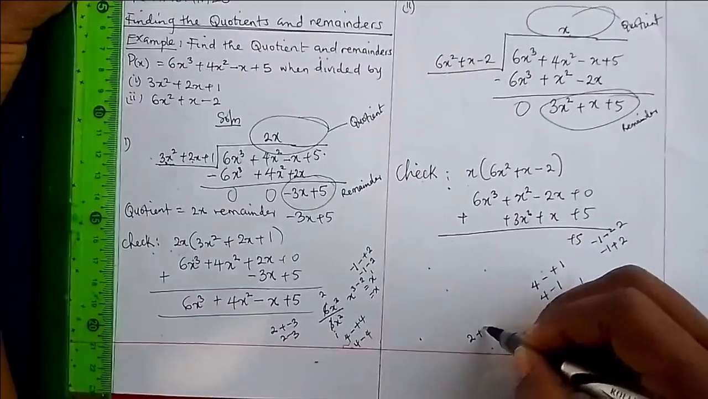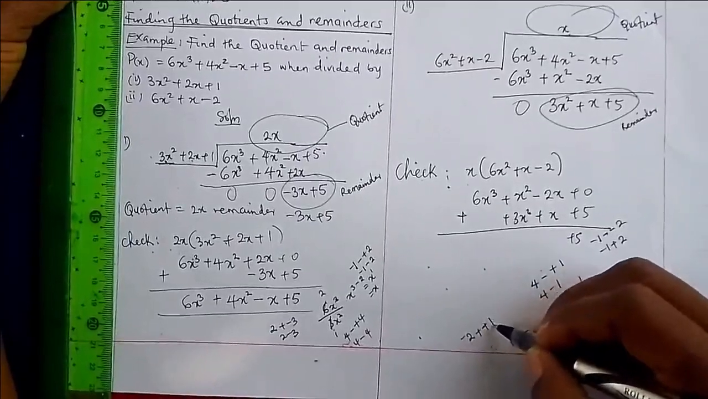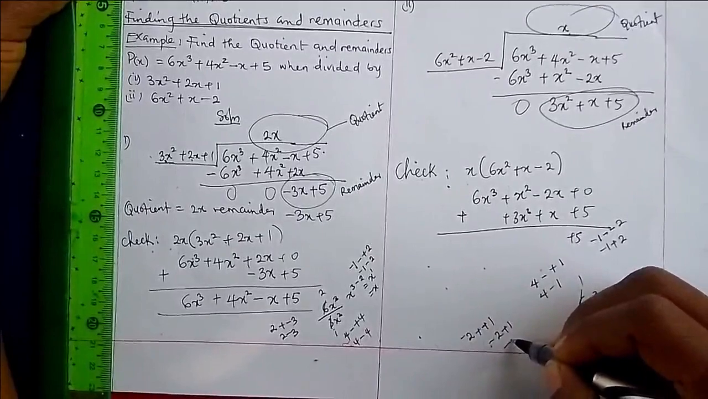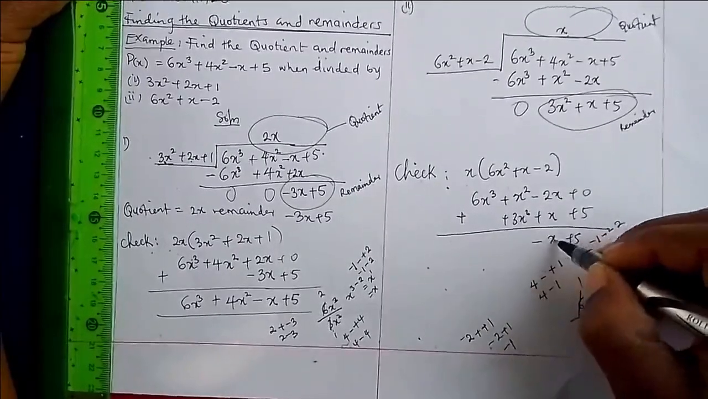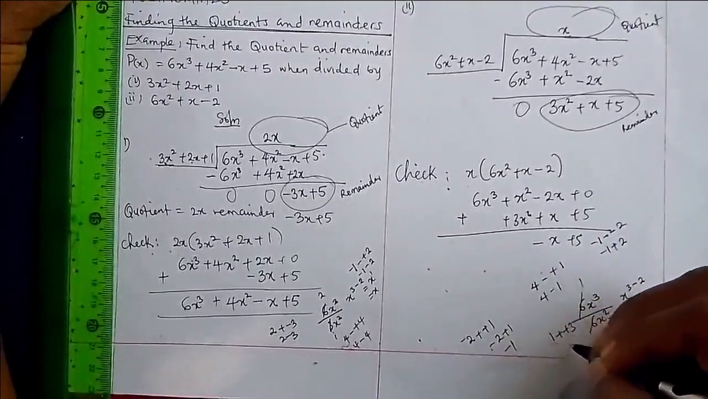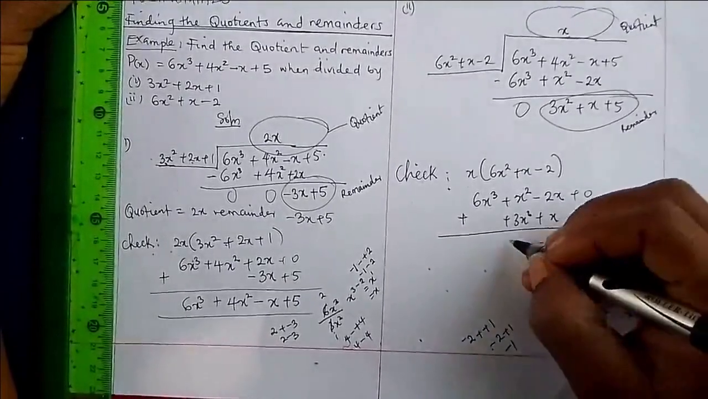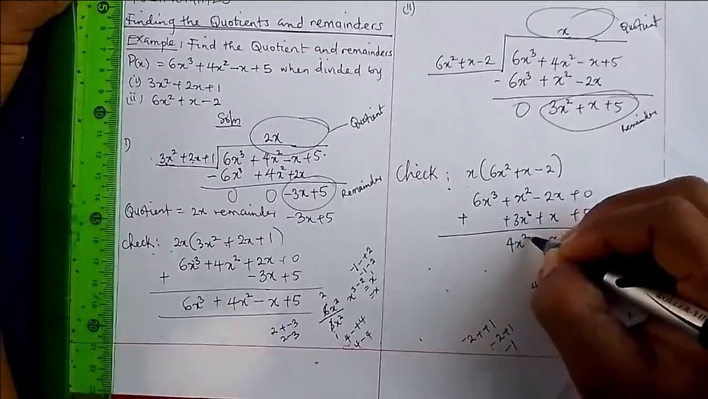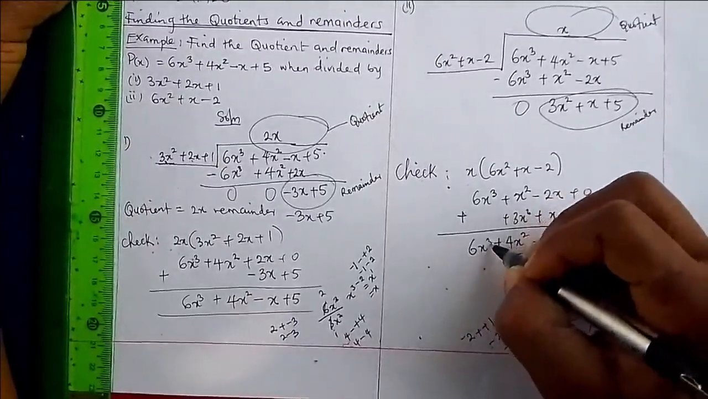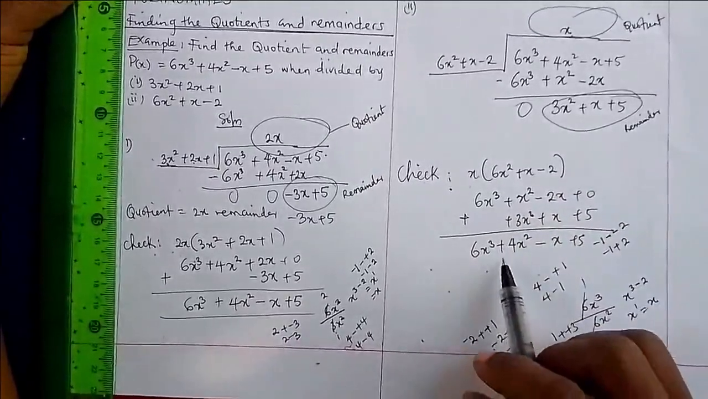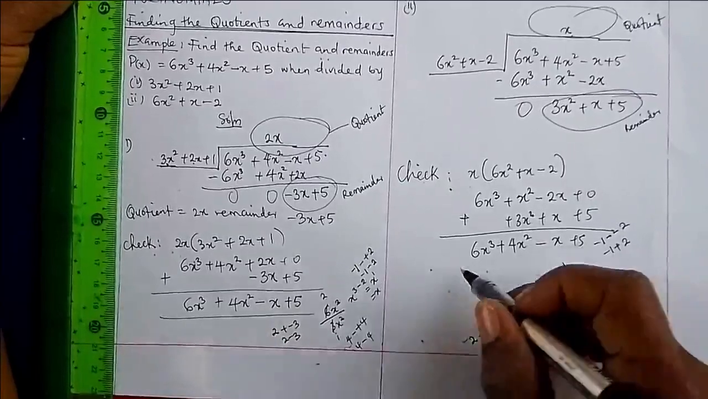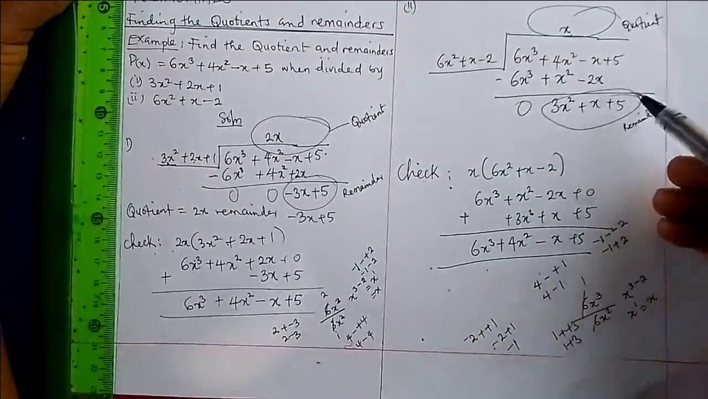Then minus 2 plus 1 gives us minus 1, that's minus x. Then 1 plus 3, that's 4, so 4x squared. Then you bring down 6x raised to the power of 3. So we have 6x raised to the power of 3 plus 4x squared minus x plus 5. This gives us back our question.